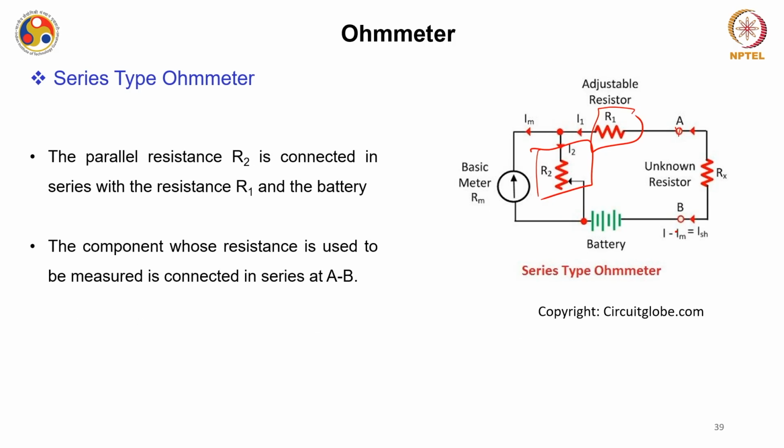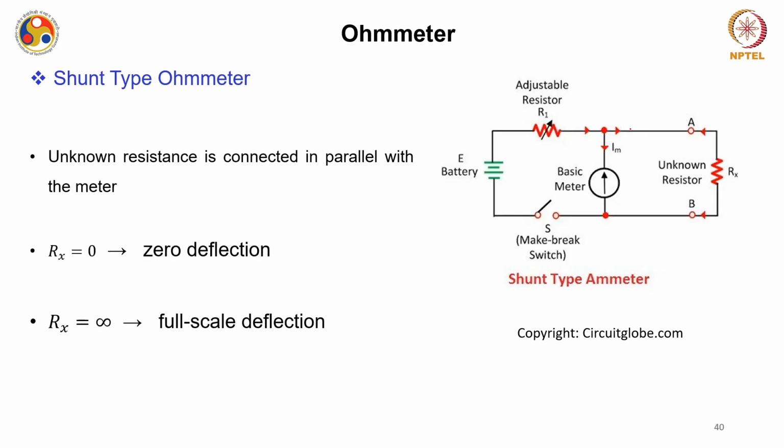In the series type you have just seen that the unknown resistance is connected across this pin and in series with the basic meter. However, in the shunt type ohm meter it is connected across, in parallel. There is another important point: there is a switch over here which was not present in the series kind of ohm meter, and this is to avoid always connecting the battery, to avoid draining the battery, and at different points you have different deflection.